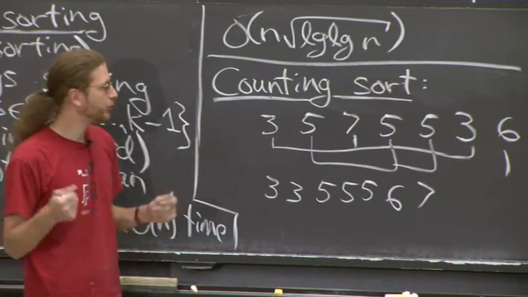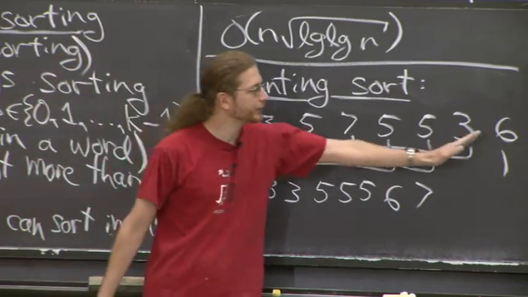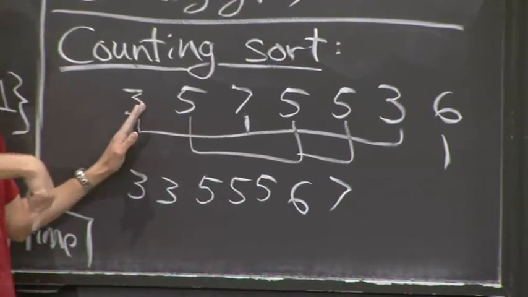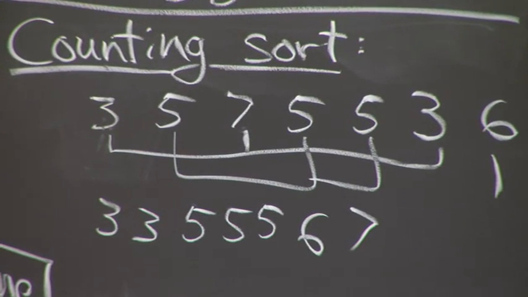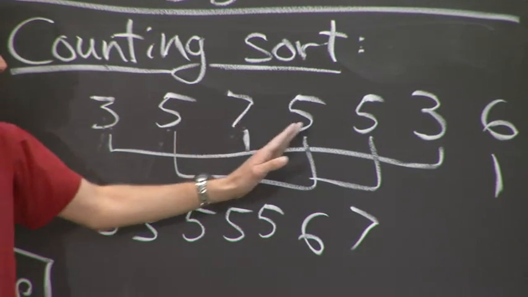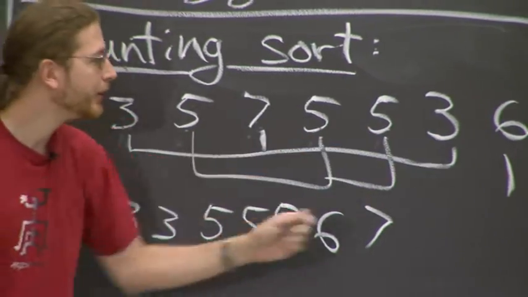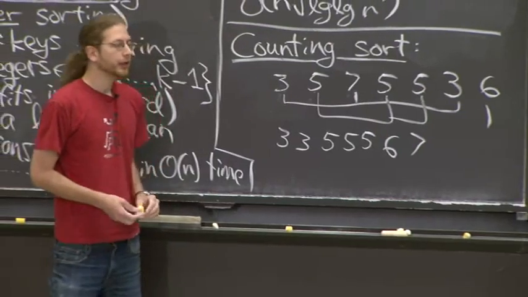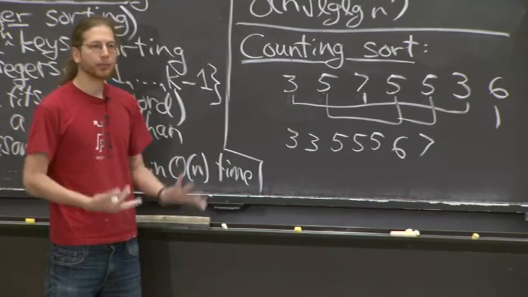And then I'm going to run through the items in order. When I see an item, I say, OK, well, that's key 3. I will look at index 3 of this array, increment that counter. Then I see 5, increment that counter. I see 7, I see 5, I see 5. And by the end, I'll know that there are 3 5s and 2 3s and so on. That's how I count. And then how do I output the items?